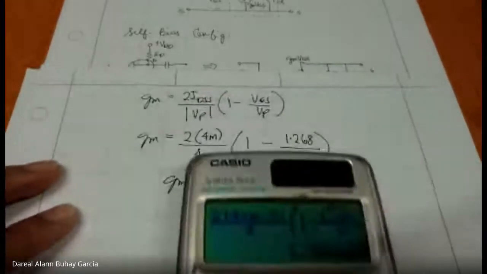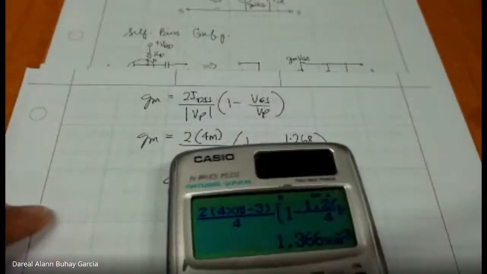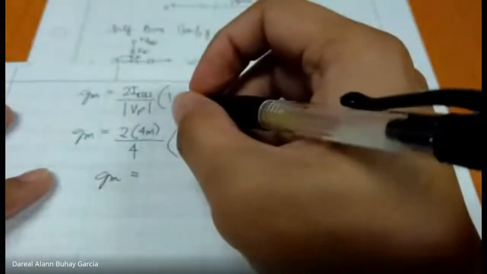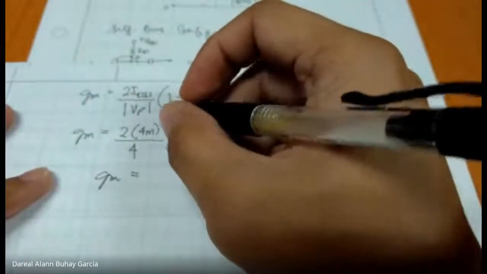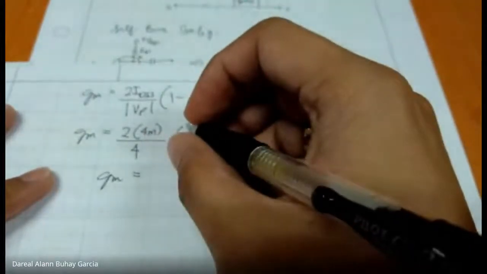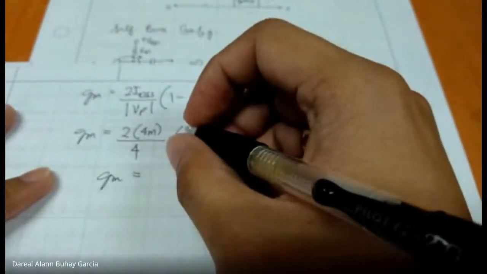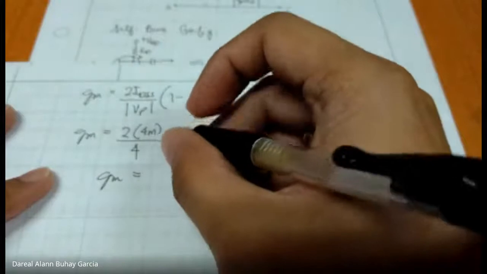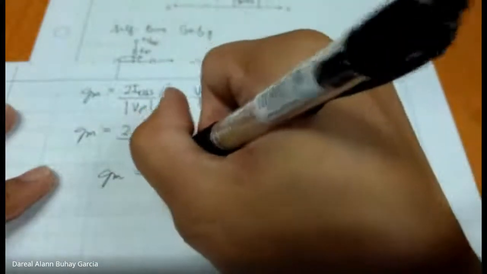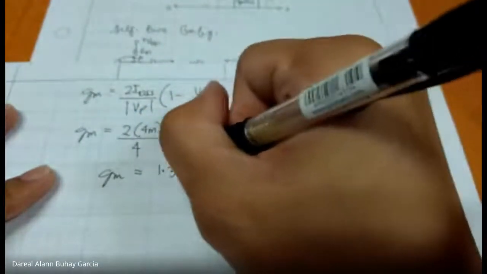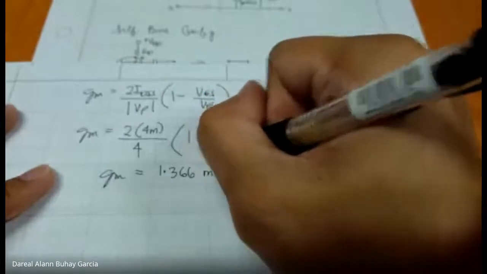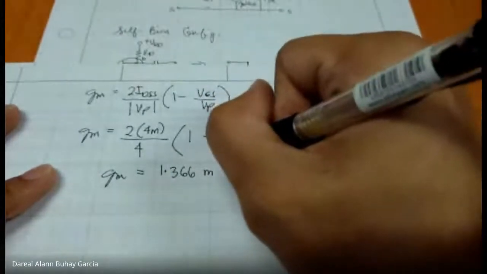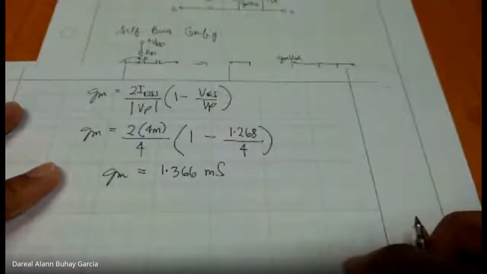So GM is 1.366 milli per ohms. The reciprocal of ohms is siemens. So 1.366 millisiemens.